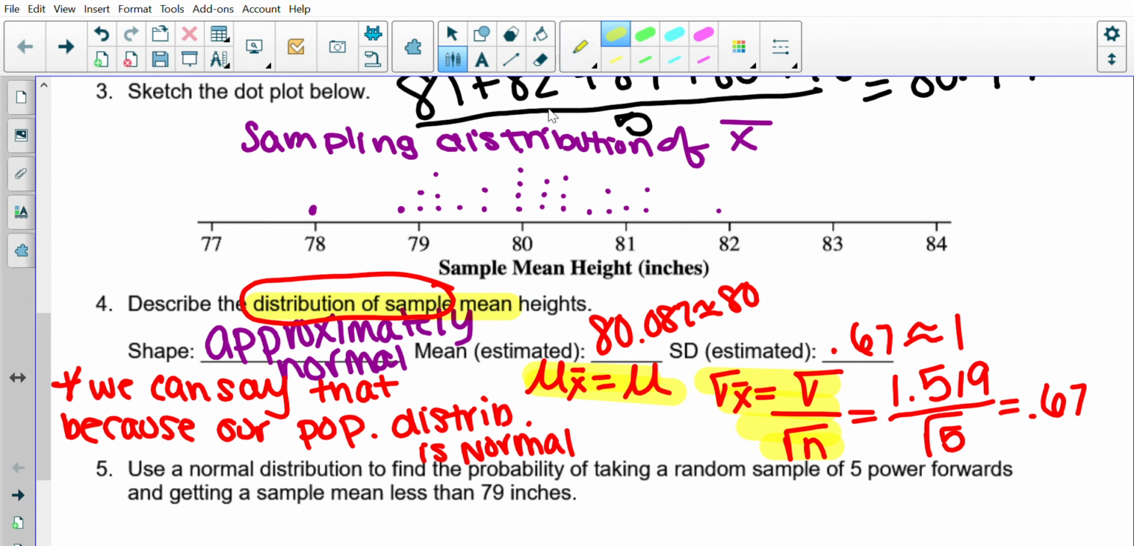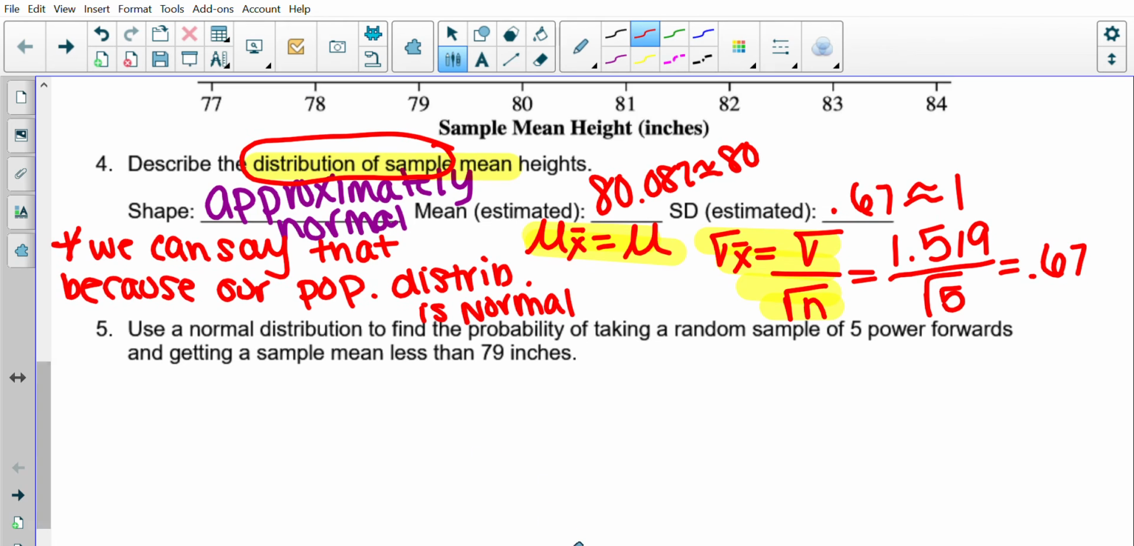If we know our population mean and standard deviation, then we can find out our sample mean and standard deviation. And now using that, we are able to find out our probability. So use a normal distribution to find the probability of taking a random sample of 5 power forwards and getting a sample mean less than 90 inches.